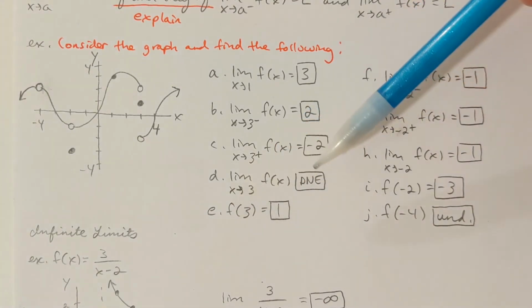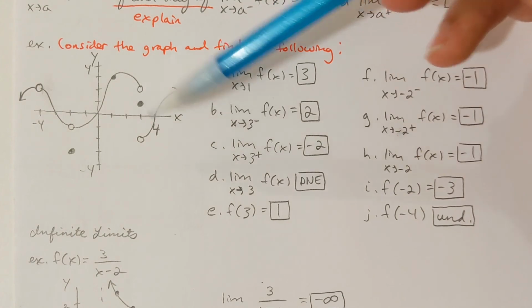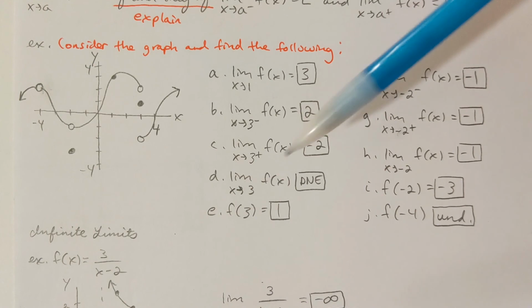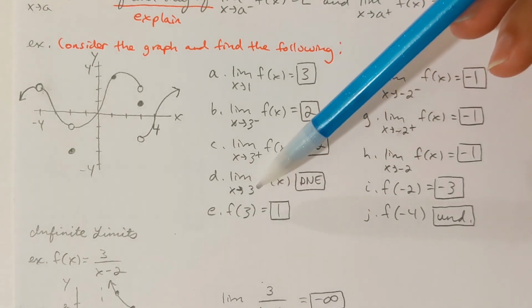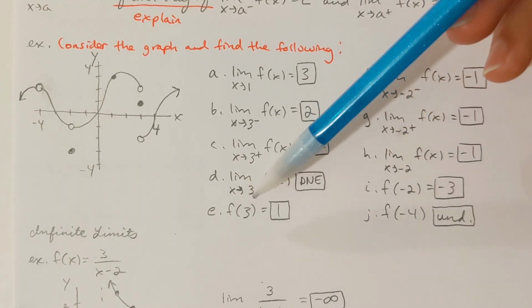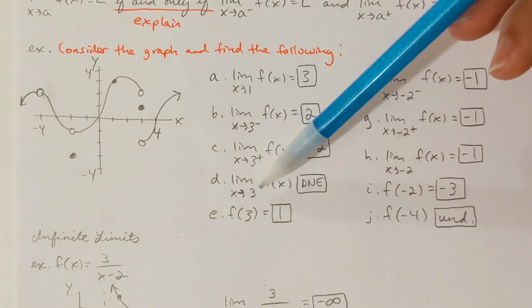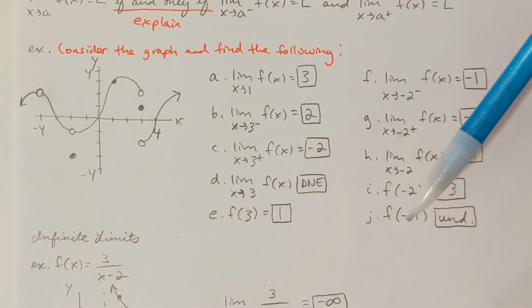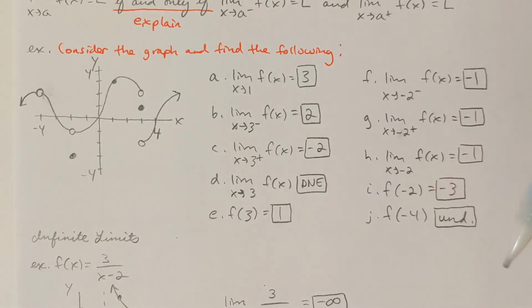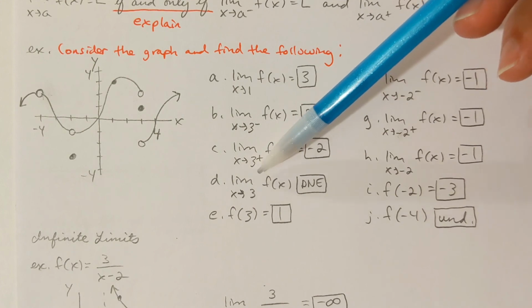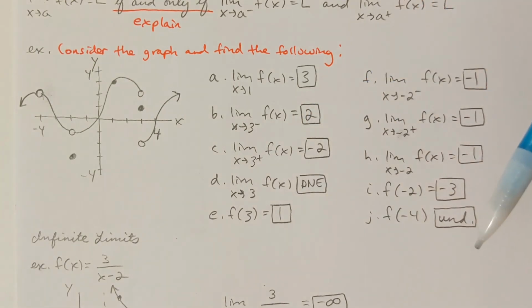Part E, f of 3. f of 3 is 1, right, since (3, 1) is on the graph. Another great example to show you that f of a number is different from the limit as x approaches that number of f of x. Two completely different things, right? f of 3 is 1, but the limit as x approaches 3 of f of x, that does not exist. Okay, don't get those two things confused. Some students will do that.